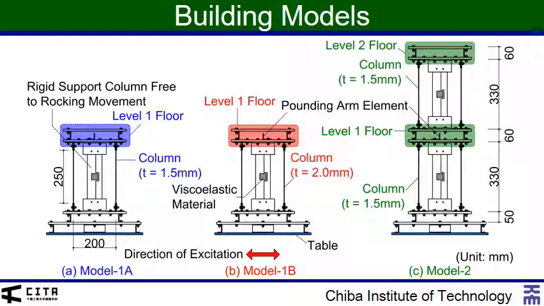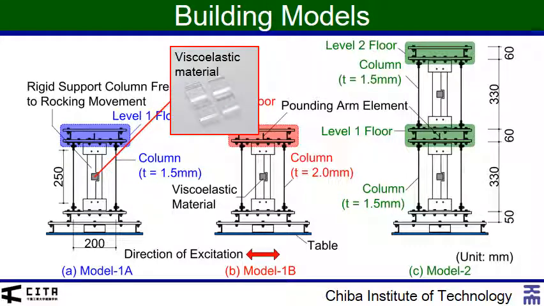Here are shown 3 building models used in the shaking table test. Two single-story models, Model 1A and Model 1B, are the models to simulate the response of low-rise buildings. The difference of the two models is only the stiffness of columns. That is, Model 1A is more flexible than Model 1B, while the mass of both models is the same. The 2-story model, Model 2, is a model to simulate the response of a mid-rise building.